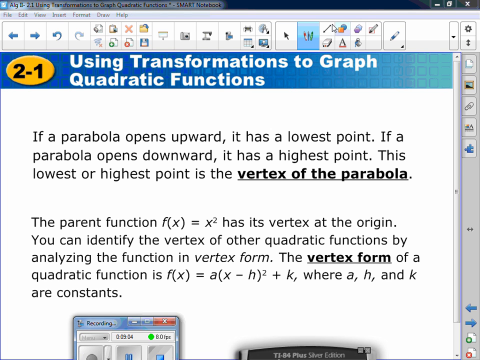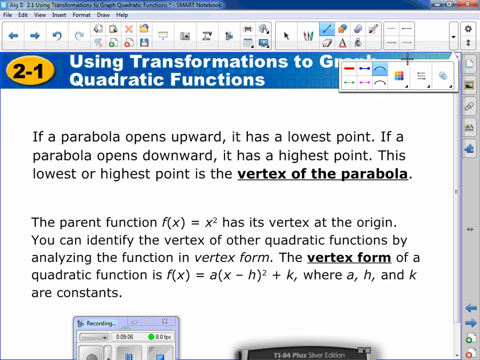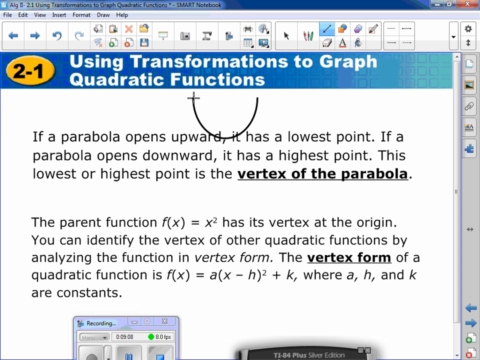Now, if you have a parabola that opens upward, so you have a parabola that opens like this, this is its lowest point. We call that lowest point the minimum. If a parabola opens downward, that is its highest point. We call it the maximum. That point, max or min, is called your vertex.